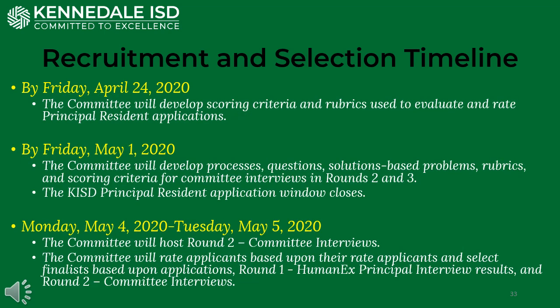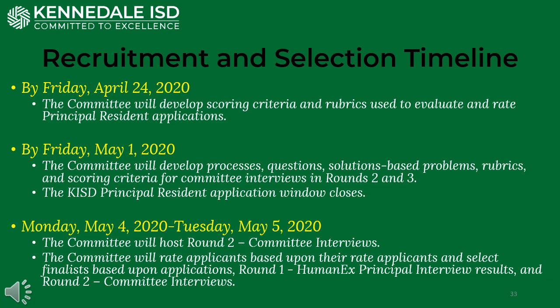This is our public outreach event that is required by TEA. By April 24, 2020, the committee must develop criteria and rubrics that will be used to evaluate and rate principal resident applications. Resident applications are due by Friday, May 1st. By Friday, May 1st, the committee needs to develop processes, questions, solutions-based problems, rubrics, and scoring criteria for the next interview phase, which are the Round 2 and Round 3 committee interviews.